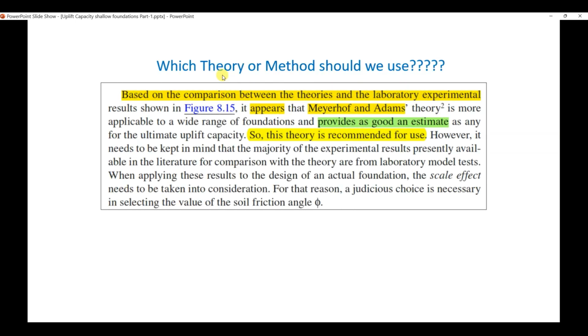So which theory or method should we use? As mentioned by BM Das, the method of Meyerhoff and Adams is more applicable to a wide range of foundations and provides as good an estimate as any for the ultimate uplift capacity. So this theory is recommended for use. So we can go with this theory.